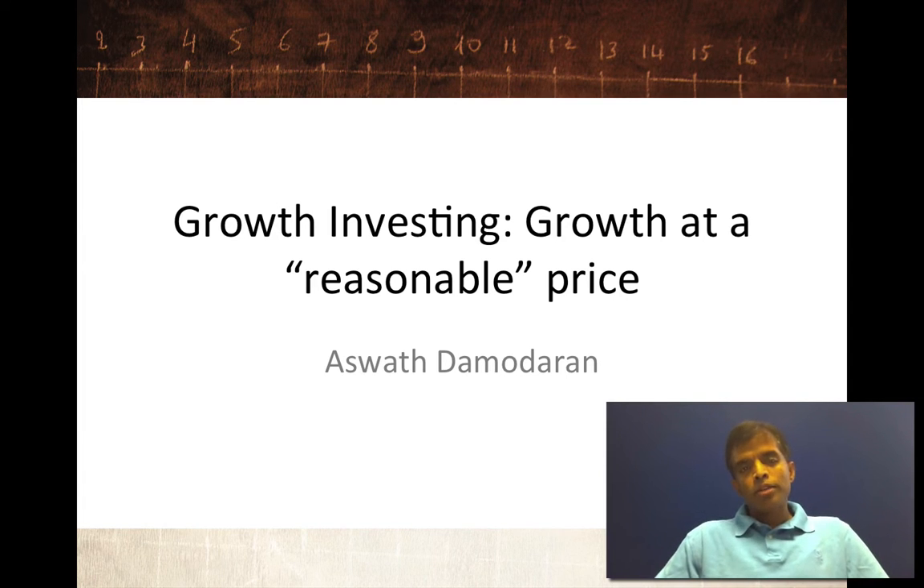In this particular session, I want to focus on using screening as a growth investor to find stocks where you can get growth at a reasonable or a cheap price. So the focus is not on getting cheap companies, but on getting companies where growth is being underpriced.